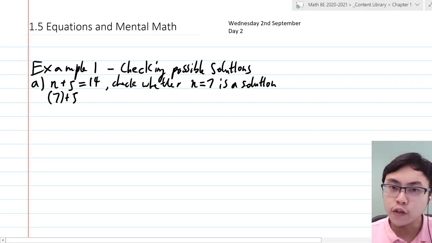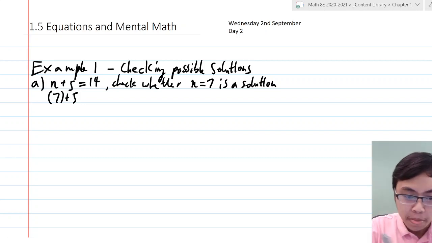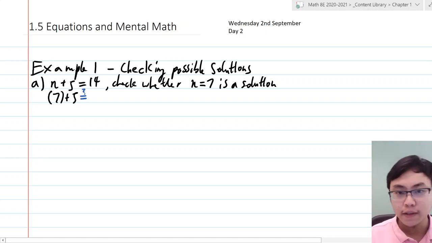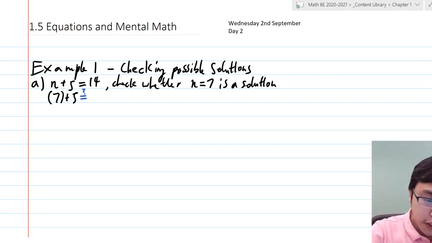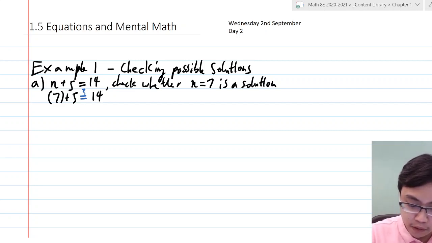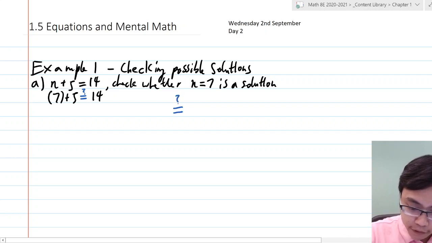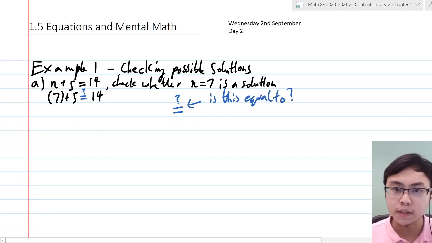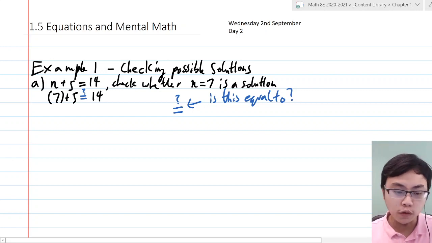Now, do I know that this is actually equal to 14? I do not know. So the most important part is we use this equal sign with a question mark over it, and then we check whether that is equal to 14. You might want to put a note here: this symbol means, is this equal to? That's what it actually means. And so I don't know yet.